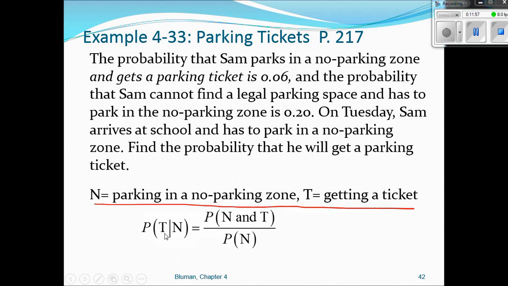So what's the probability that he will get a parking ticket given that he parked in a no parking zone? That's the probability of N and T divided by the probability of N. The probability of N and T is 0.06. The probability of N is 0.2. And that comes out to be a 30% chance that he will get a ticket if, or given that, he's in a no parking zone. Okay?